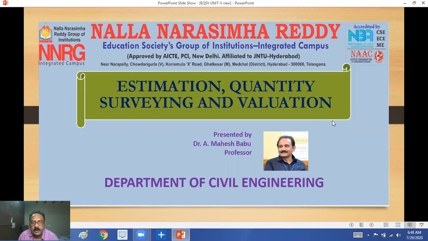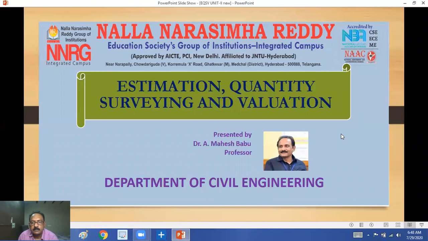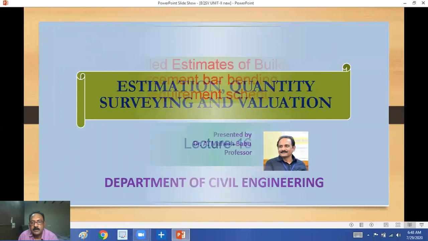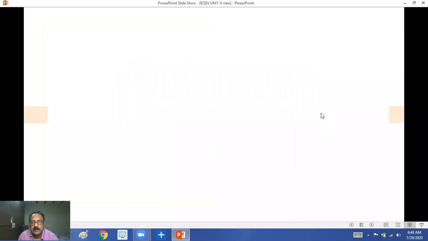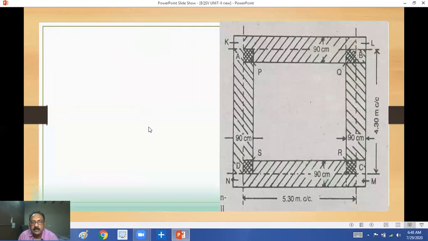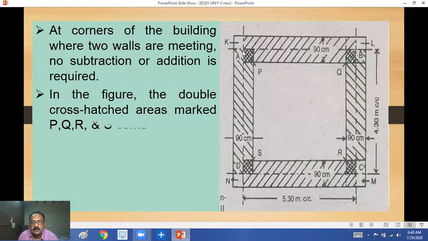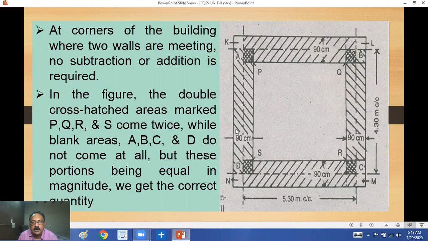In previous videos, I explained how to calculate by the long wall, short wall method, the estimation of the building, and also explained the center line method. In the center line method, we have to calculate center to center of the walls. In this diagram, we first calculate from center to center.